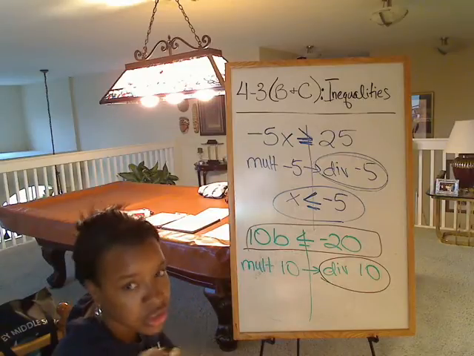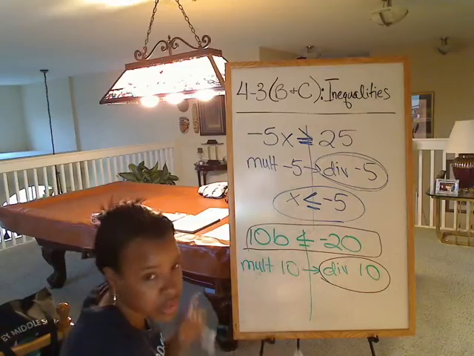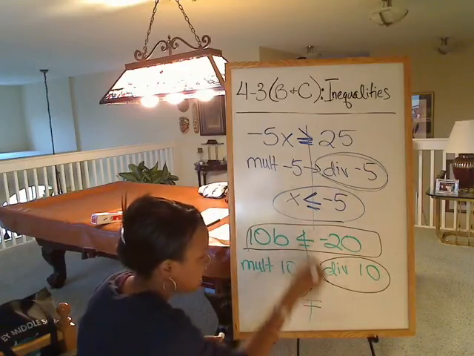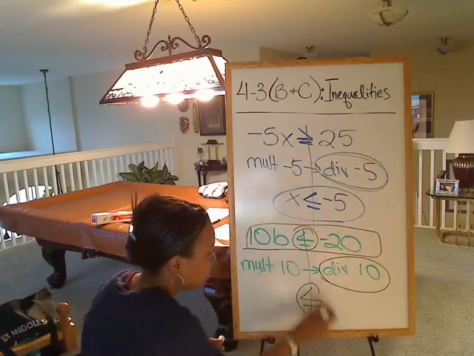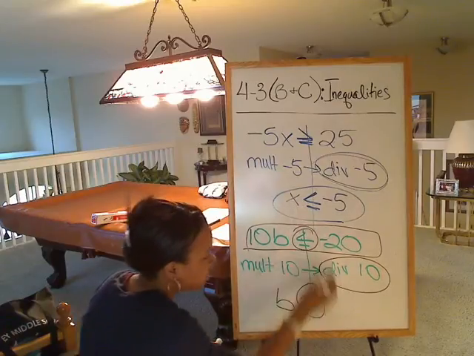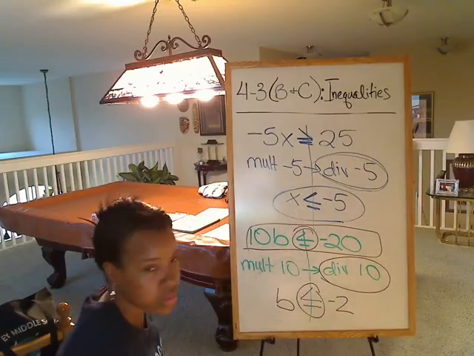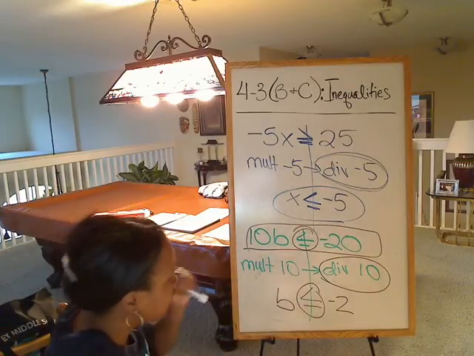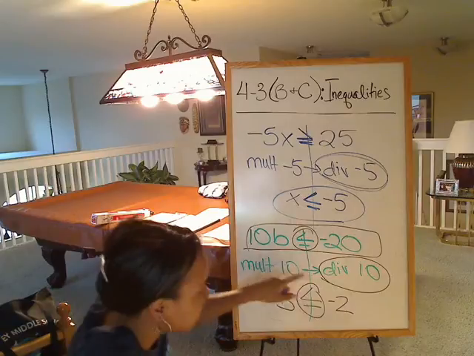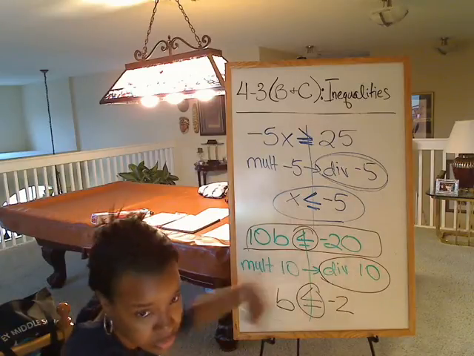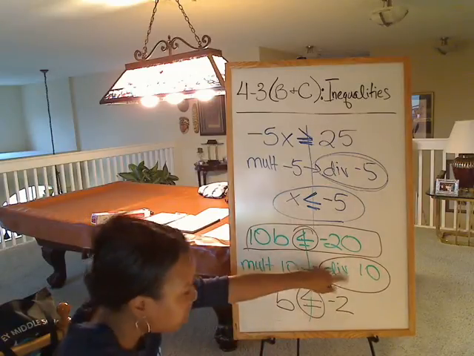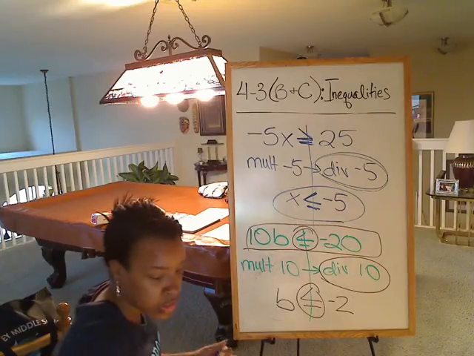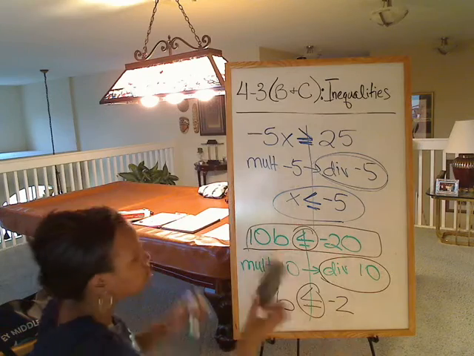No. So the inequality does not flip. Okay, it doesn't flip. It stays the same. Same inequality here and here. And we get b is less than or equal to negative 2. Negative 20 divided by 10 is negative 2. So the only time it flips is if you have a negative here when it's time for you to write down what you're supposed to do. If you have a negative, then you flip it. If you don't, then you don't flip it. Okay? So let's write that down. That's a rule.